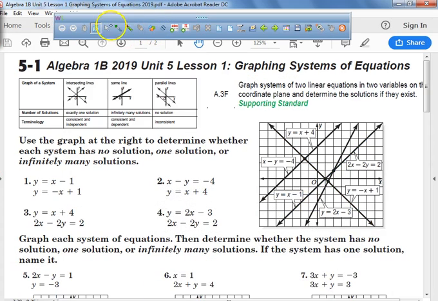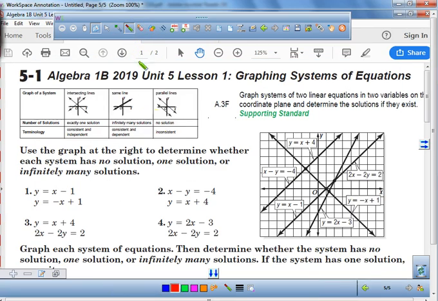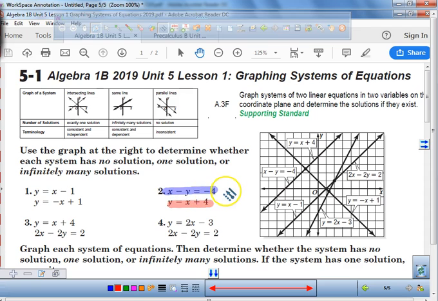I'm going to go ahead and go to number 2. I'm going to do the same thing. I'm going to go blue and red. So let's find this line. X minus y equals -4. There it is, right here. They've labeled it for us, okay? Y equals x plus 4. Oh, that ends up becoming the exact same line.